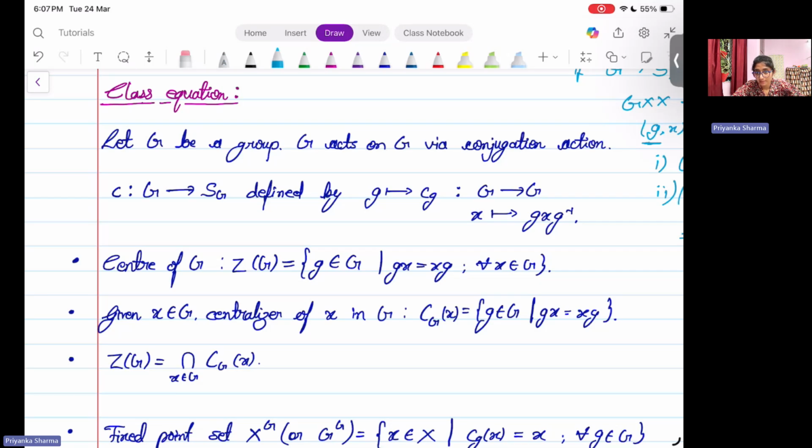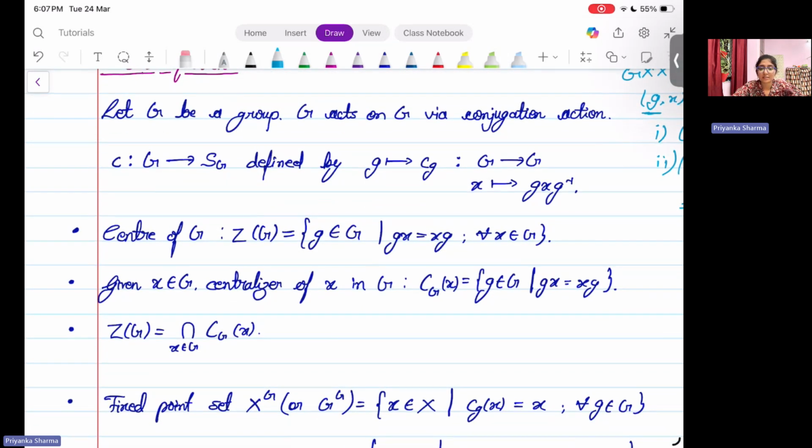So gxg inverse is the conjugate of x in G with respect to the element g belonging to G. We are defining the group action using this conjugation, so this is the conjugation action, and under this, any group G will act on itself. Now, what is the center of G? The center of G is the collection of all those elements of G which commute with every element x belonging to G. This is indeed a subgroup, actually a normal subgroup.